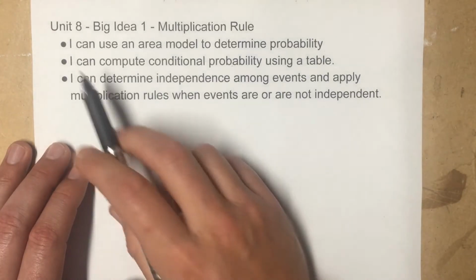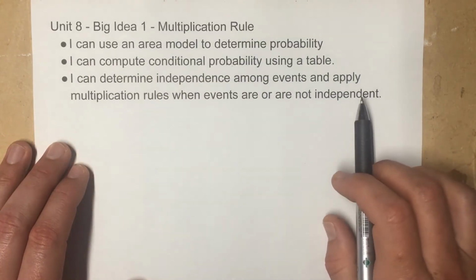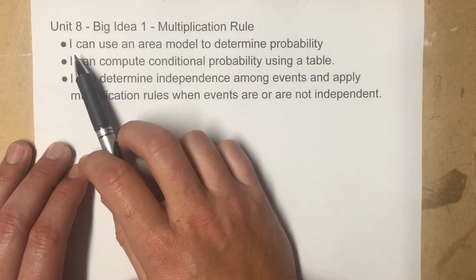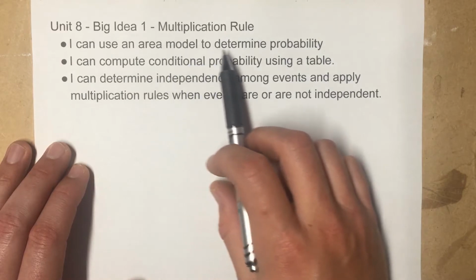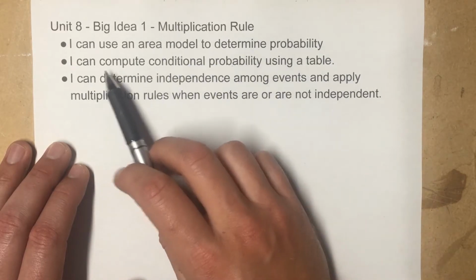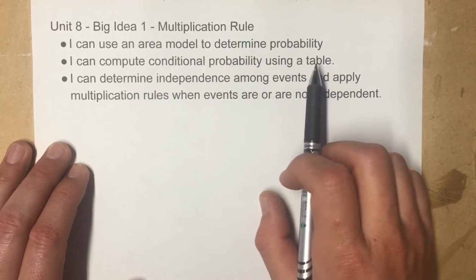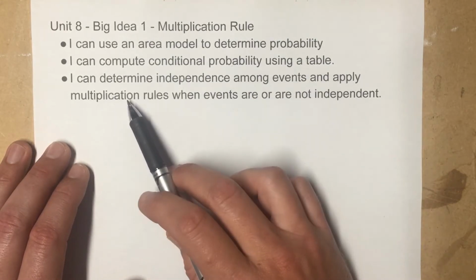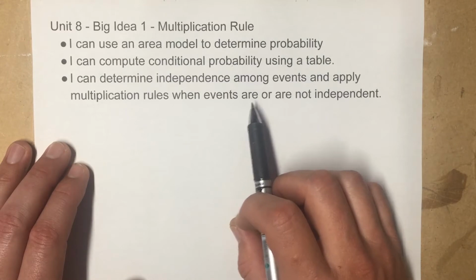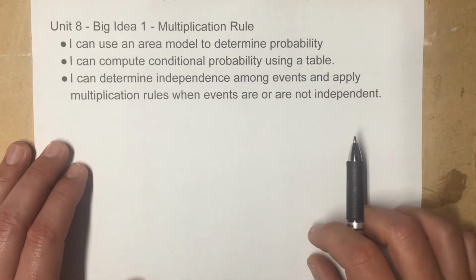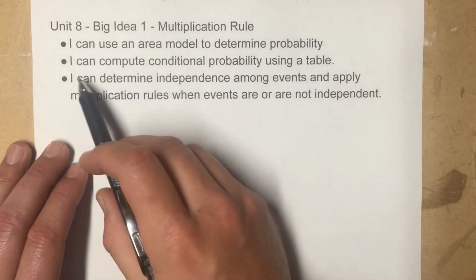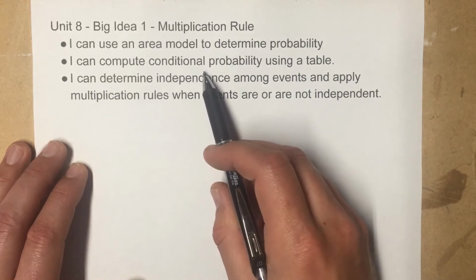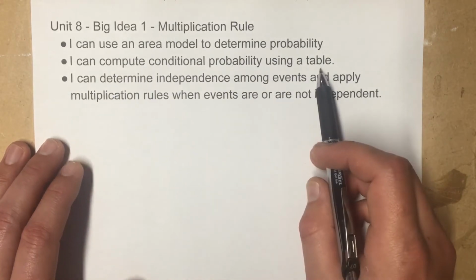Hello everybody, today we're going to be looking at Unit 8, Big Idea 1, which involves a multiplication rule. The I can statements that go along with this big idea are: I can use an area model to determine probability. I can compute conditional probability using a table, and I can determine independence among events and apply multiplication rules when events are or are not independent. And the problem we're going to focus on today is this second bullet point right here. So I can compute conditional probability using a table.